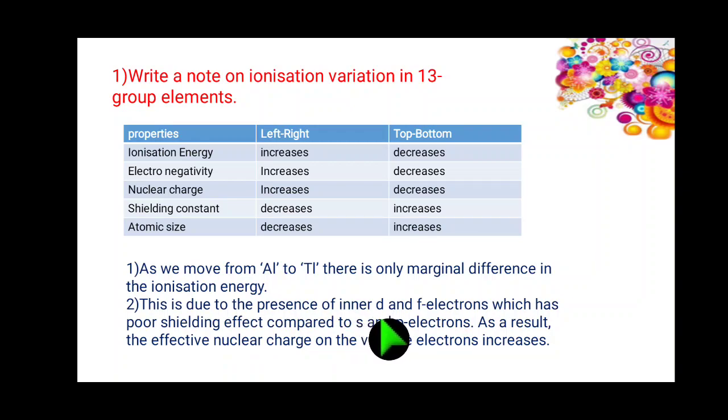This is due to the presence of inner d and f electrons, which have a poor shielding effect compared to s and p electrons, right? The orbital arrangement we have known very well: s, p, d, f. The presence of inner d and f electrons which have a poor shielding effect. Poor shielding effect present means what will happen? The center of the nucleus, the protons, attract the outermost electrons.